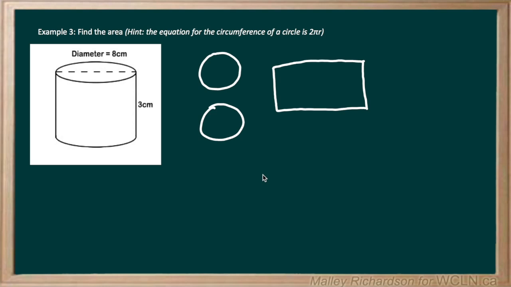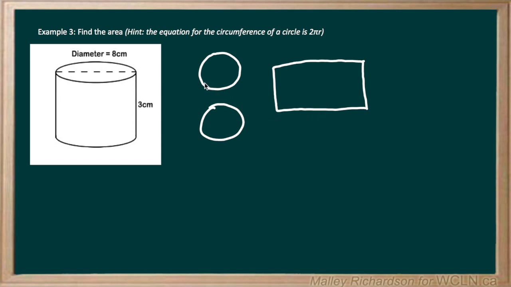For example 3, we want to find the area of the given surface below. This question also gives us a hint telling us the equation for the circumference of a circle is 2 pi r. So because this object is a three-dimensional object, we have to break it down and find the area of each individual face. So on the right, I've done the top and bottom areas, and then the side area.